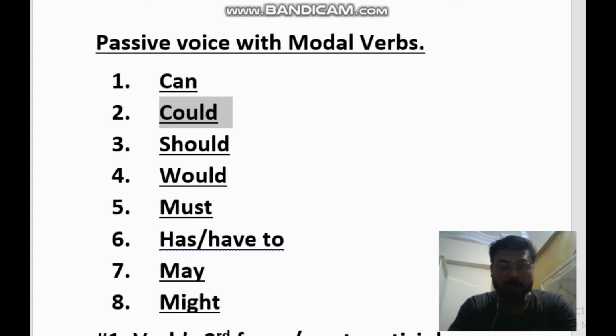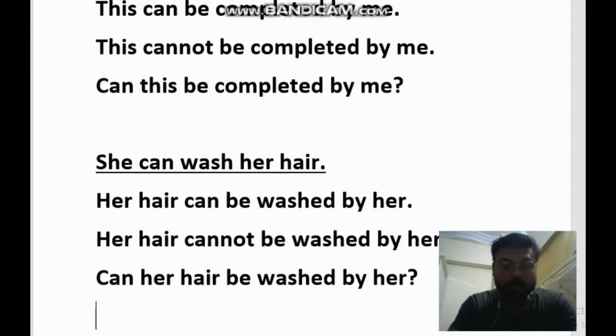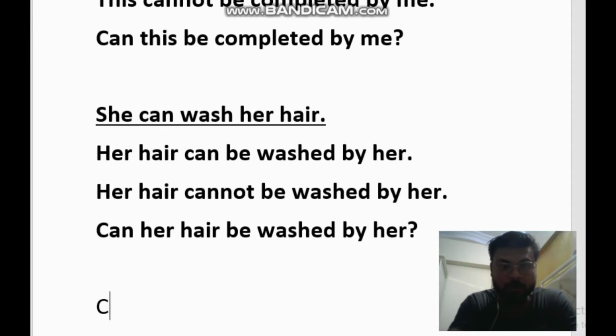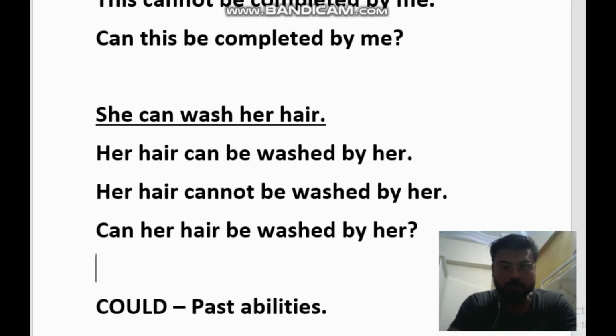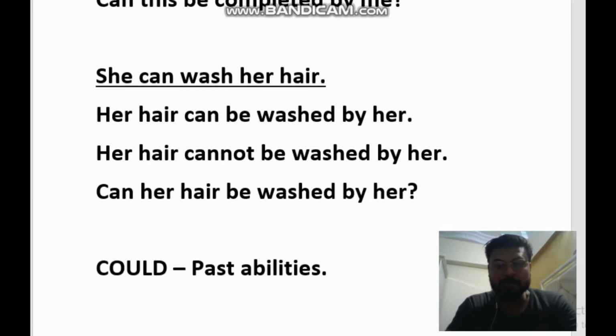Alright, so the next modal we have is could. At first let's talk about where we use could. We use could for past abilities, something that you were able to do and now you cannot do. There we use can, could.